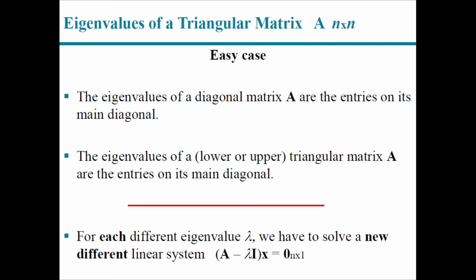So if you have a diagonal matrix, eigenvalues are diagonal entries. If you have triangular, upper or lower, eigenvalues are diagonal entries. Very simple, but that's the only simple case. And for each one of them, to get eigenvectors associated with them, you need to solve a different homogeneous system. And we will do that a lot.